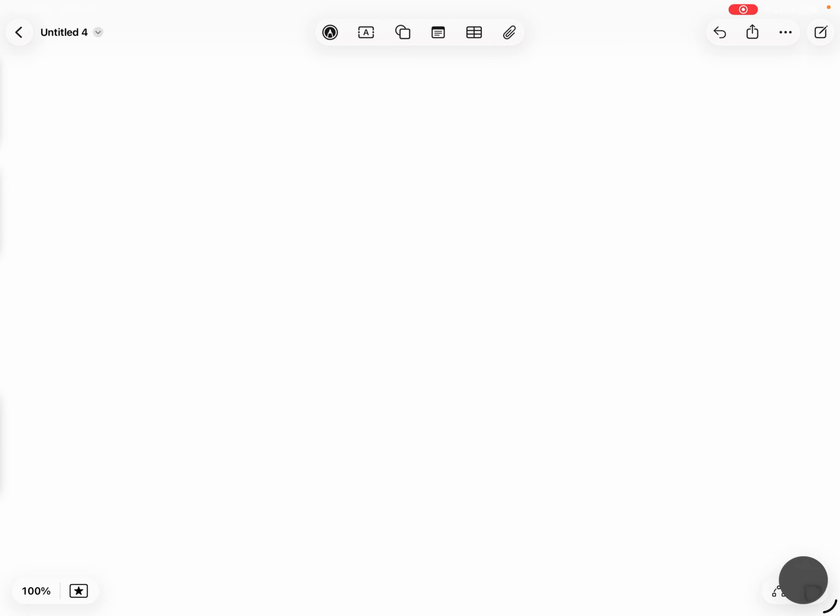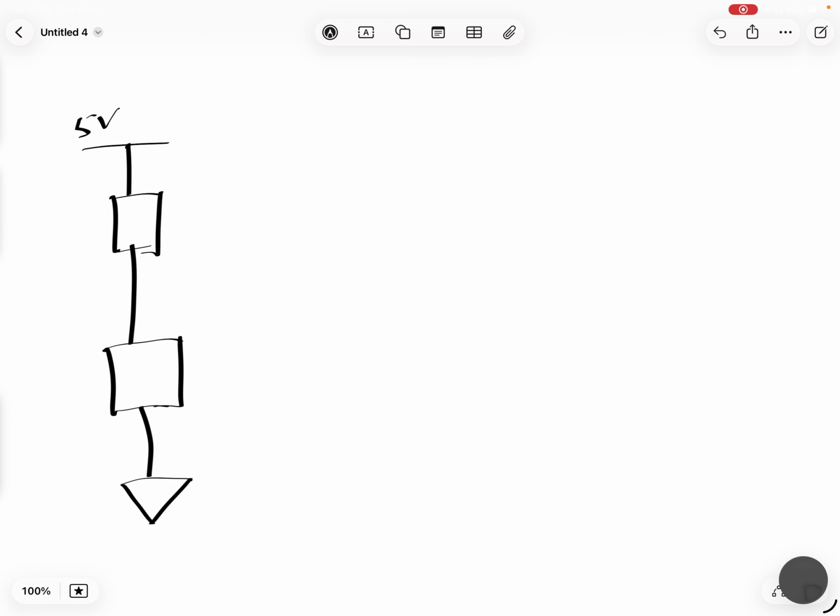Alright, let's talk about voltage dividers. It's an important topic in electronics. So let's say you have a power source of 5 volts coming in right here, and then you have some resistor right here, and another one at the bottom here. And we have the ground. This is a simplified version of the circuit, okay?